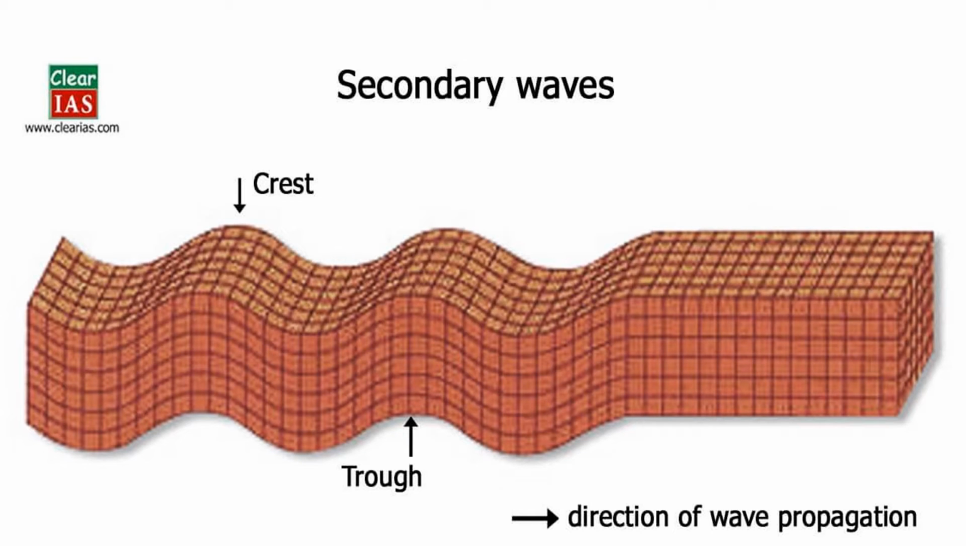This is how the secondary waves look like. You have here the crest and the trough. This is the movement of the body waves, and it also shows the direction of the wave propagation. This is how the wave is being propagated. If there is an earthquake, they can trace where it passes through. Kaya nalalaman natin kung saan nagsisimula yung earthquake and up to saan sila nakarating. That is because of the use of the seismograph, and of course, it is being recorded on a seismogram.